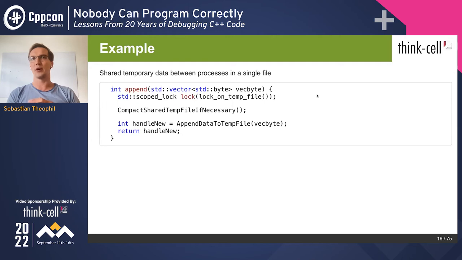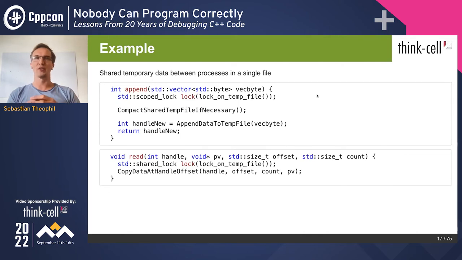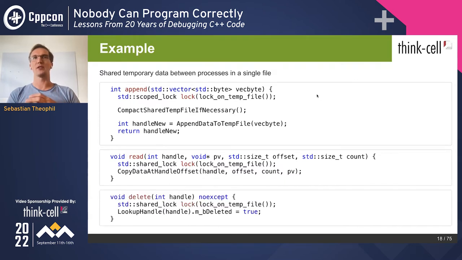So I could only take a look at the code and reason for a moment about what I had written. There are three operations on this temporary data structure. There's an append that takes a vector of bytes, takes an exclusive lock on the temporary file, compacts the shared temporary file if necessary, and then appends the new data to the end. There's a read operation, of course, that takes a handle and an output buffer, then takes a shared lock and copies the data out. And then there's also a delete operation that takes a shared lock and then marks that segment as being deleted.